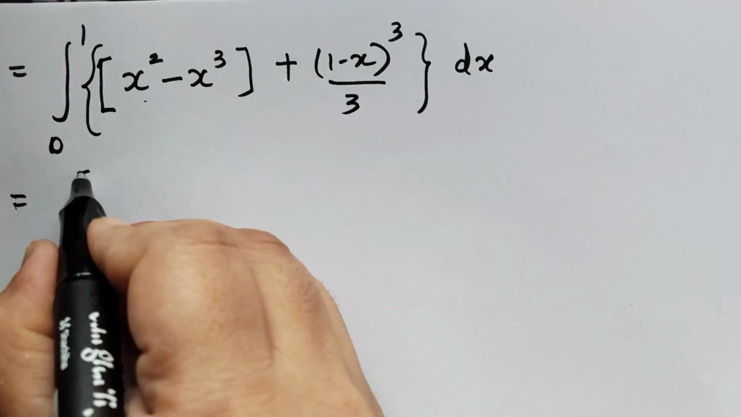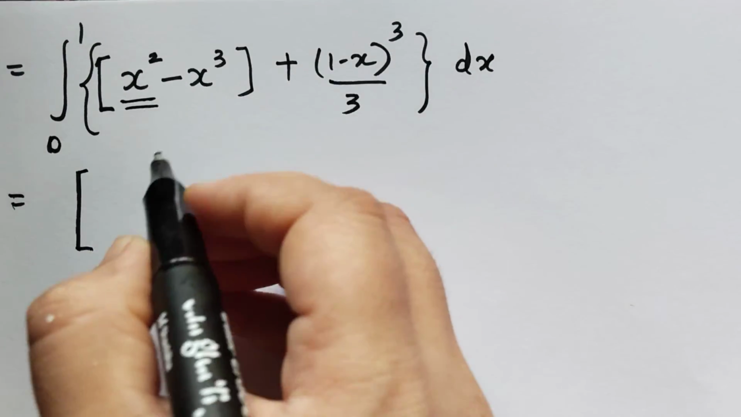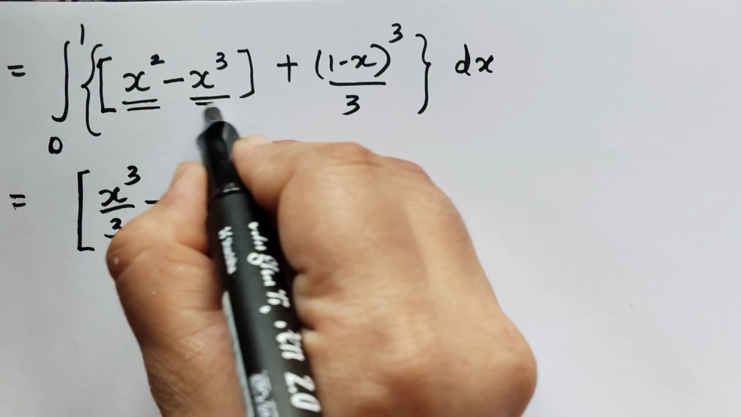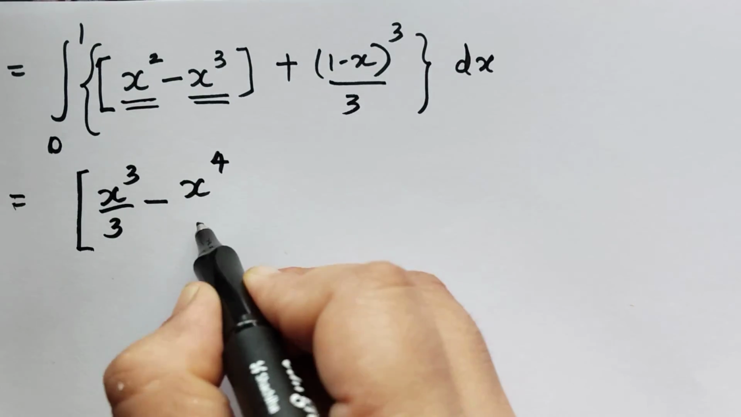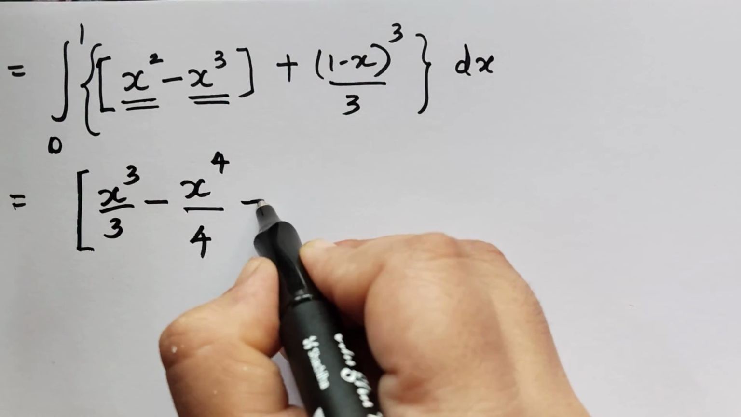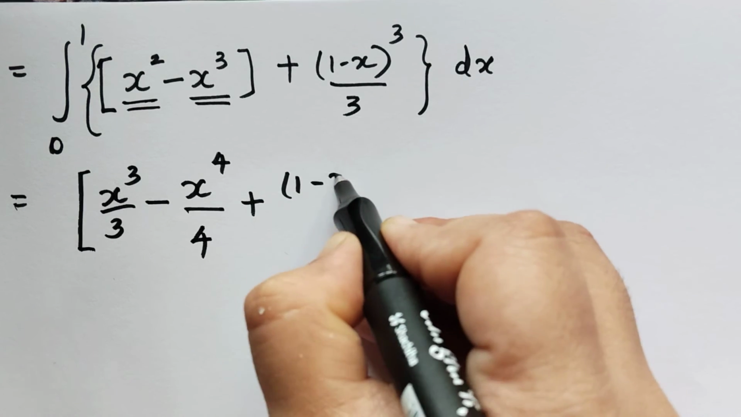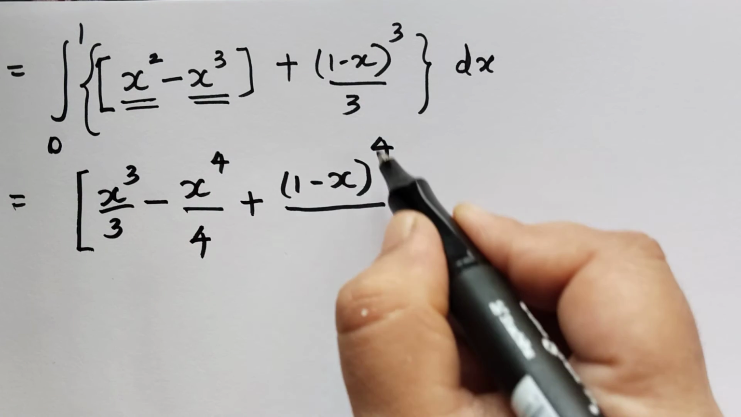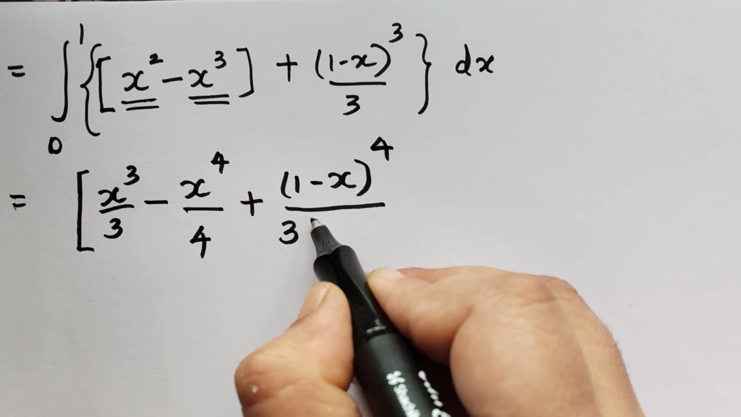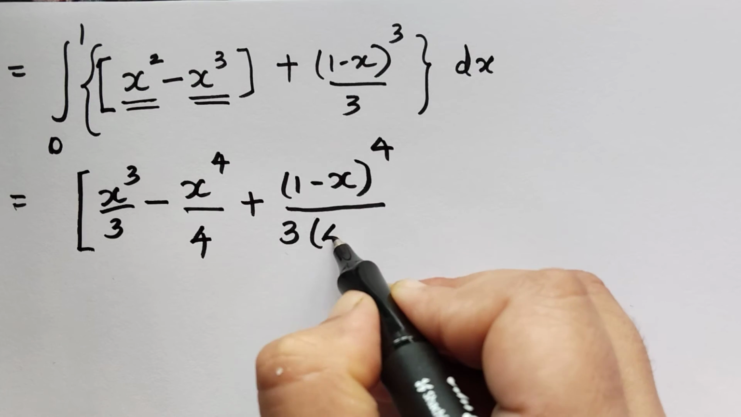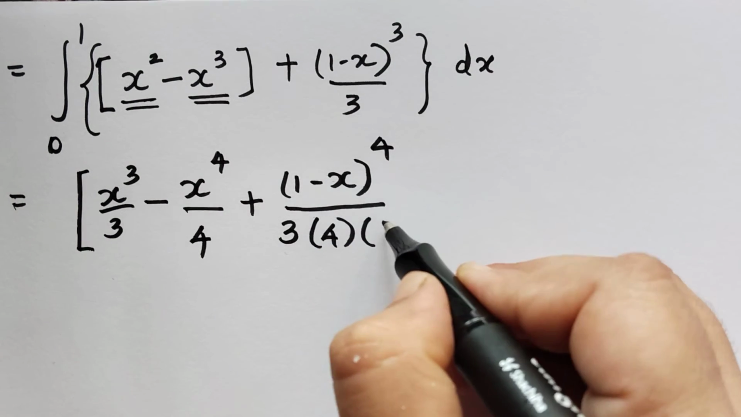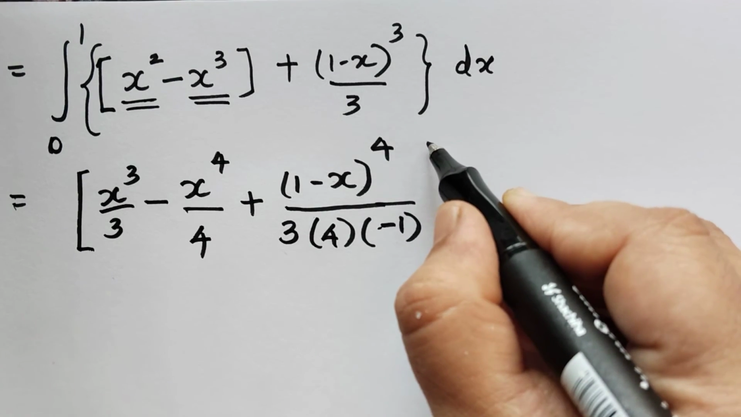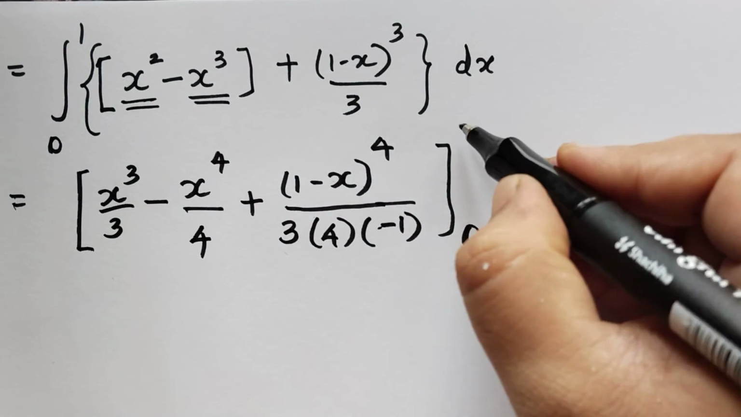Now we shall integrate this with respect to x. What is the integration of x square? It will be x power 3 by 3, minus the integration of x cube, which will be x power 4 by 4, plus the integration of 1 minus x the whole power 3. It will be 1 minus x power 4 divided by, already we have a 3 over here, multiplied with 4, and we see that we have minus x over here, so we have to divide by a minus 1 also. So between the limits 0 to 1.